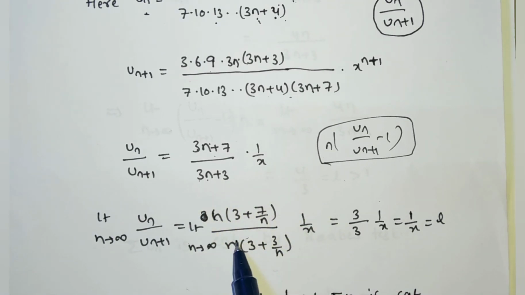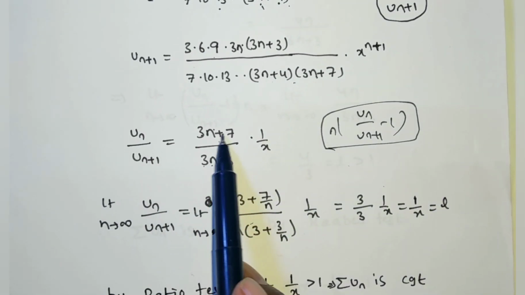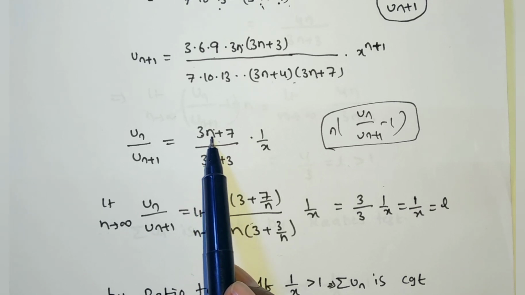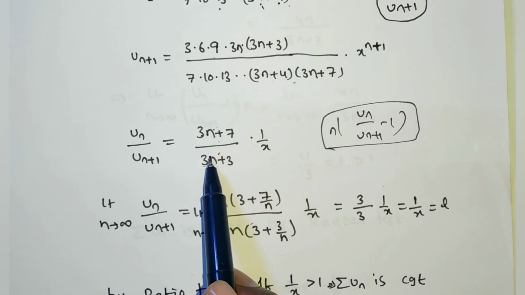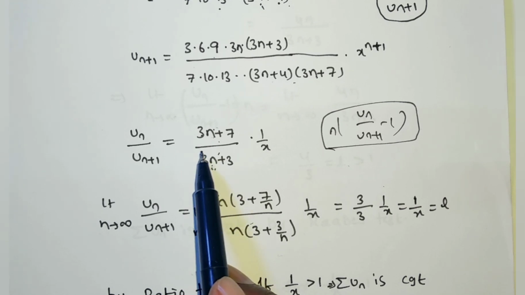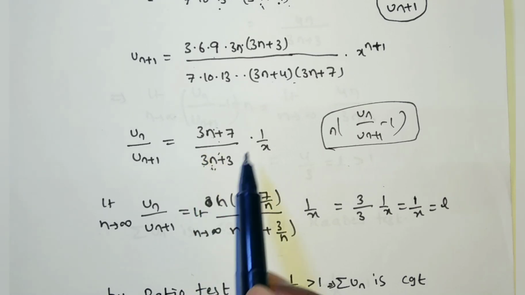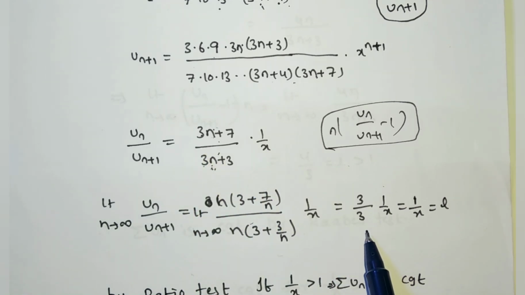Now apply the limit on both sides. Limit n tends to infinity. This quotient has n power 1 and n power 1, so both numerator and denominator have the same degree. As n tends to infinity, you will get the coefficients, that is 3 by 3 into 1 by x. The 3 by 3 gets cancelled, and you have 1 by x. 1 by x is the limit.